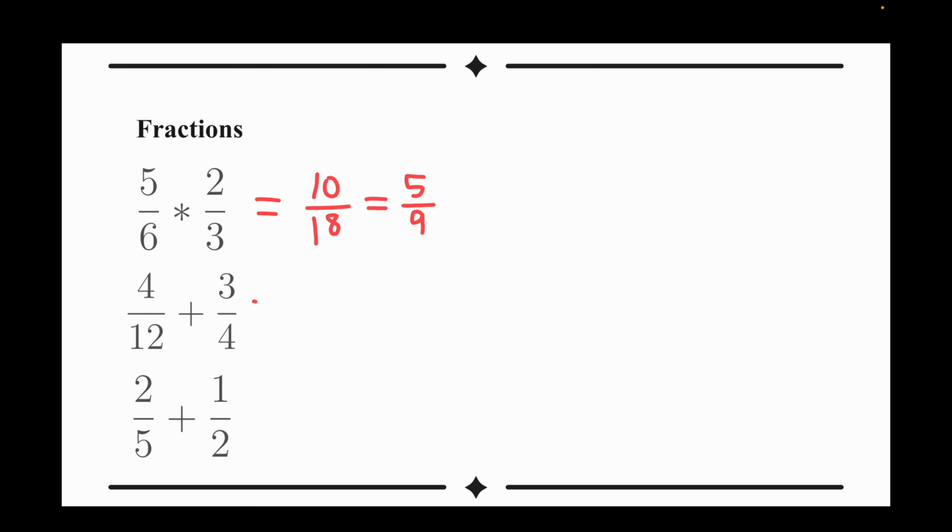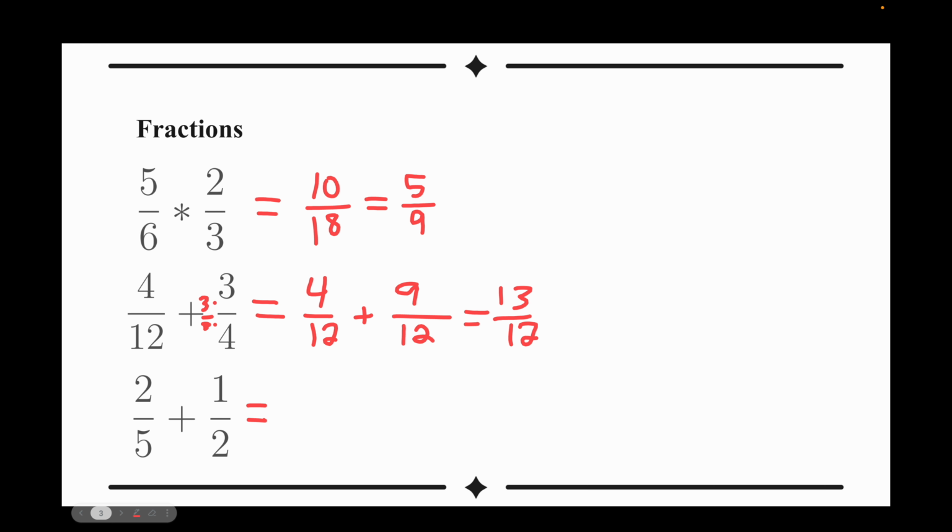For this next one, it's addition, so the denominators need to match. We can switch it to 4/12 plus multiply by 3 over 3 for 3/4. 3 times 3 is 9, 3 times 4 is 12, and we get our final answer of 13 over 12, which we're going to keep in fraction form. For this next one, 2/5 plus 1/2, we can't make either denominator match the other, so we need to turn both into tenths. So we get 4/10 plus 5/10 for our final answer of 9 over 10.